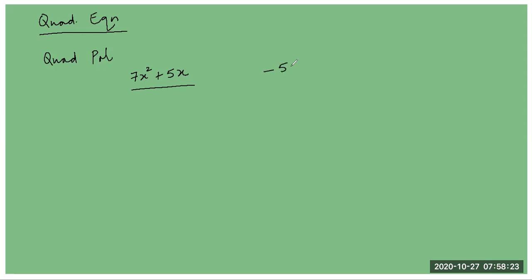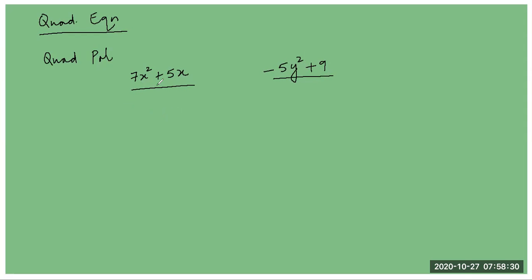So students, you see that before understanding what is a quadratic equation, we must know what is a quadratic polynomial. A quadratic polynomial is just an expression. The expression can be maybe 7x square plus 5x. This expression is not equated to 0. It's just an expression. It may be like this: minus 5y square plus 9, or any expression.